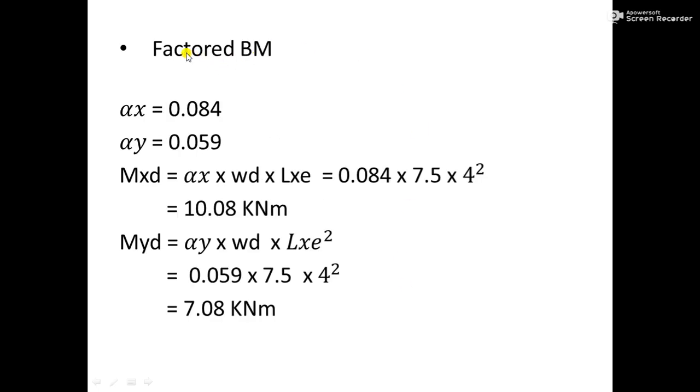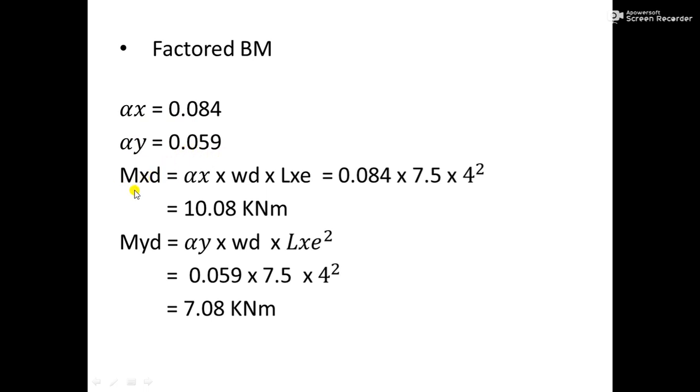Then factored bending moment. This bending moment is calculated along x direction, also along y direction, since the main steel is provided along both the directions, that is along x direction and along y direction. And for that, the coefficients are given as alpha x 0.084, alpha y 0.059.